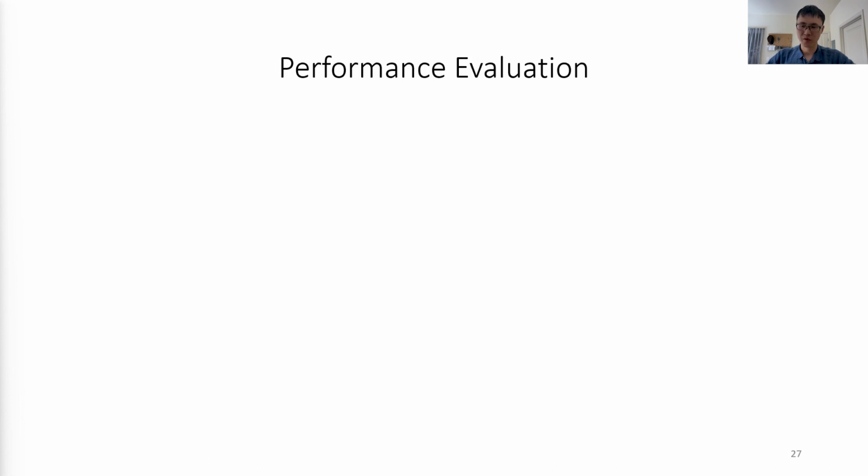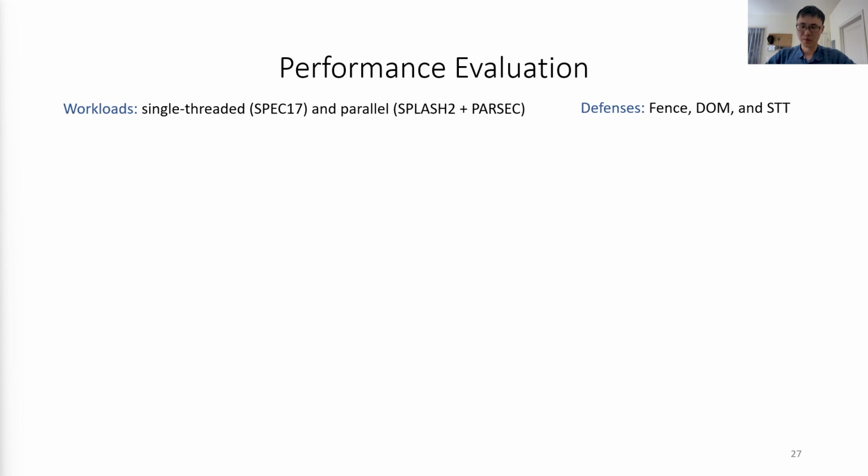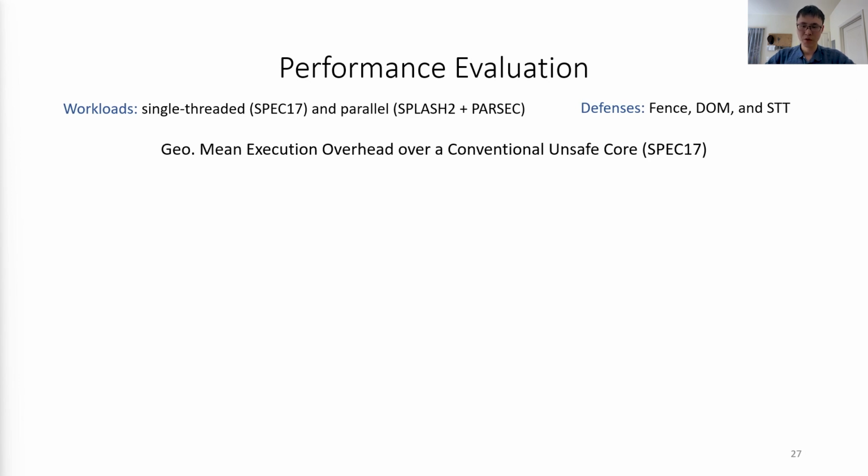To evaluate the performance improvement of pinned loads, we run both single-threaded benchmark suites like SPEC17 and parallel workloads like SPLASH-2 and PARSEC on three well-known baseline hardware defenses. Here we show the geometric mean execution overhead over the conventional unsafe core on SPEC17 for each scheme.